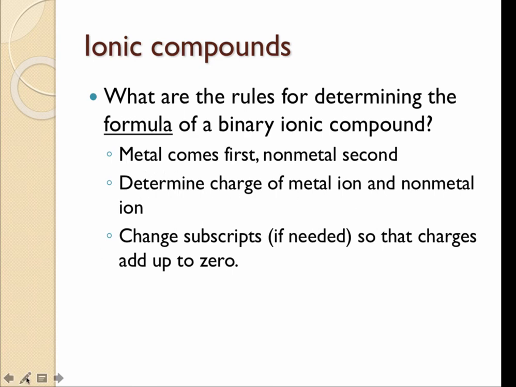When we write ionic formulas, the metal always comes first, the nonmetal anion always comes second. Determine the charge of the metal ion using the periodic table, or the 2 that you have to memorize. Remember, zinc is always a +2. Silver is always a +1. Then determine the charge of the nonmetal ion, also from the periodic table. Adjust the subscripts so that when you add up all the charges, they add up to 0.